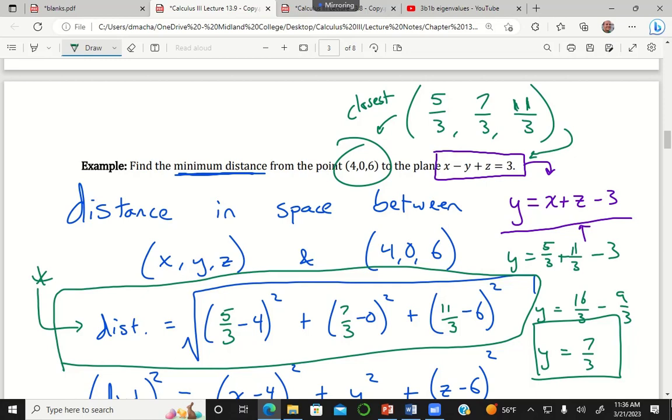And I sort of knew that it was going to be a minimum just based on geometric intuition. Like, I knew it wasn't going to be the maximum distance, right? If you think about a plane in 3D space and a point, there's no maximum distance. You can always find a point on that plane that's farther away from a given point in space. But there's only one point on the plane that's the closest point.